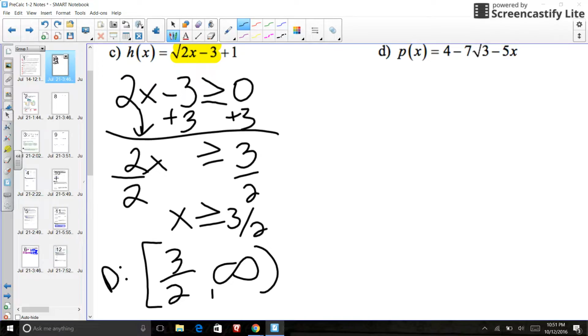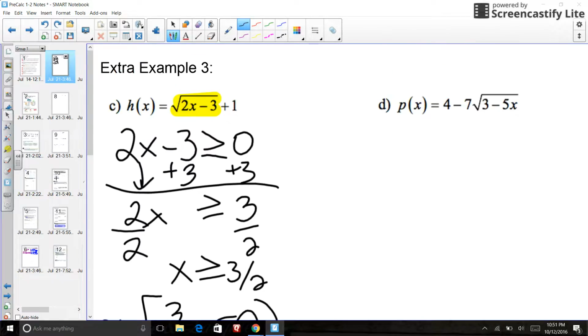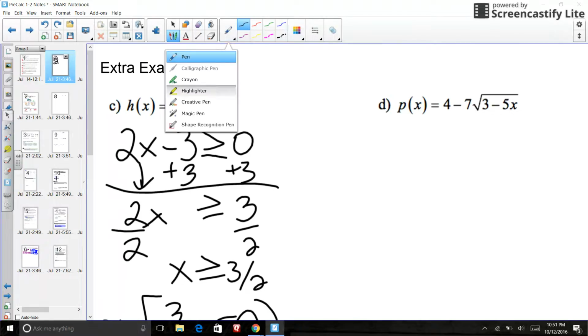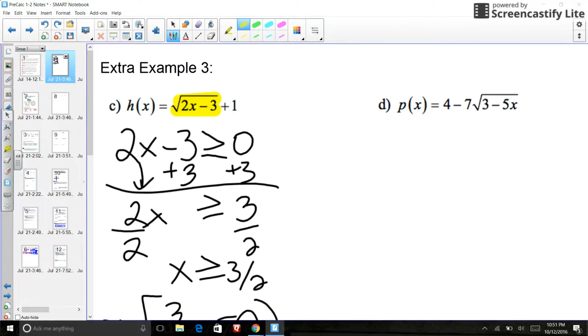All right, the next one. Why don't you try it on your own real quick if you need to, and then check in with my answer. So what I know on this one is that really there's nothing on the bottom, so all I care about is this piece right here. So as I look through that, I think, all right, I know something about a square root. What do I know? That it can't be negative.